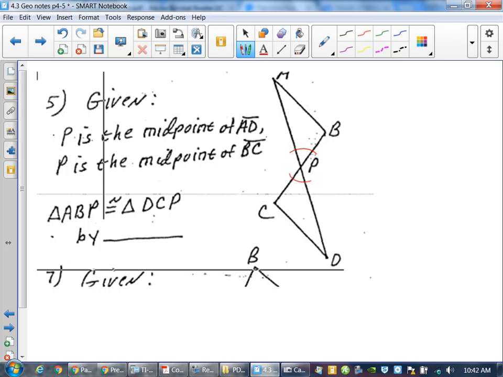Then I go back and I read my two givens. P is the midpoint of AD and P is the midpoint of BC. So, midpoint creates congruent segments. Midpoint creates congruent segments. What do you have? Do you see two angles? Side angle, side. You have two sides and an angle. It's either going to be side angle, side, or side angle, side.